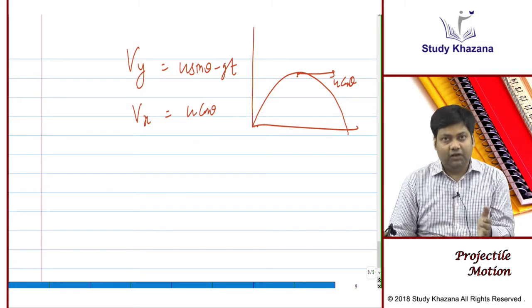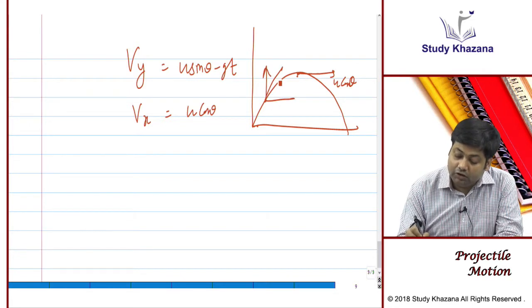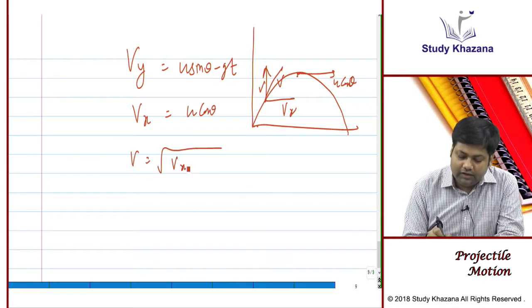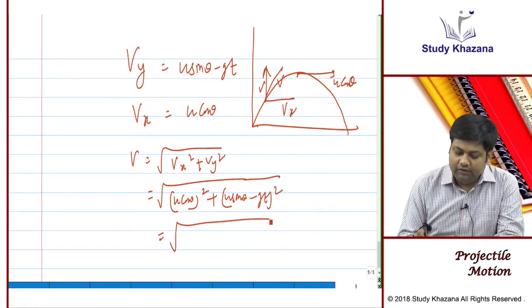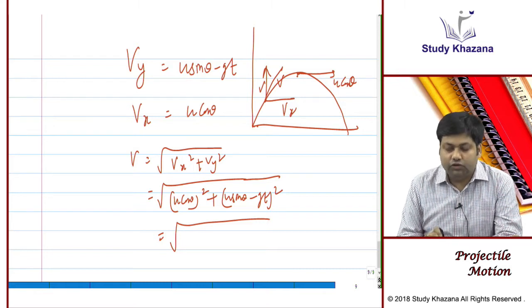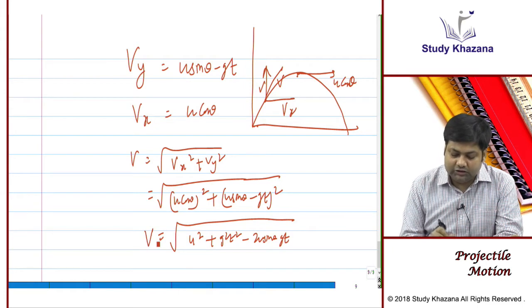But at other points during the motion, if we want to get the value of the total velocity, let's say at this point I want to get the velocity v. I have Vx and Vy, so v will be equal to root under Vx square plus Vy square. Now Vx is u cos theta whole square, and Vy is u sin theta minus gt whole square. If you solve it using the identity that cos square theta plus sin square theta is 1, you will realize this is u square plus g square t square minus 2u sin theta gt. So that will be the velocity v.